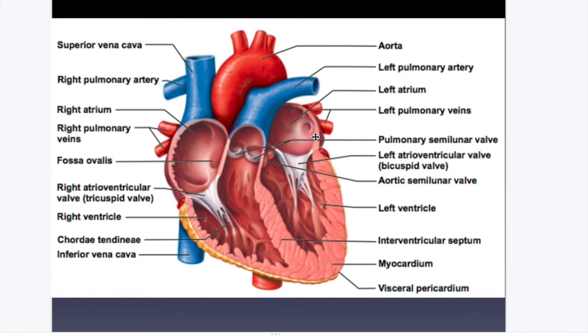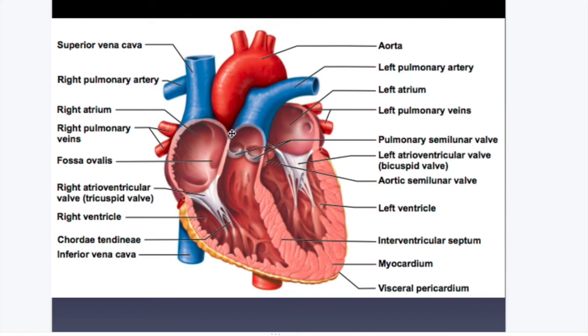I'm going to actually go through the right side of the heart first, and then we'll come back to the left side. But again, keep in mind that you are looking here at the back half really of someone else's heart. So the right of the heart is on our left as we look at the diagram, and the left of the heart is on our right as we look at the diagram.